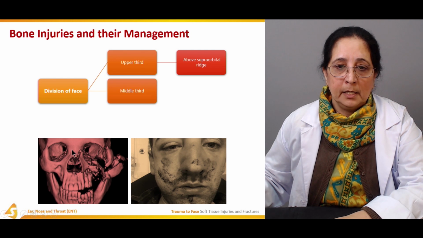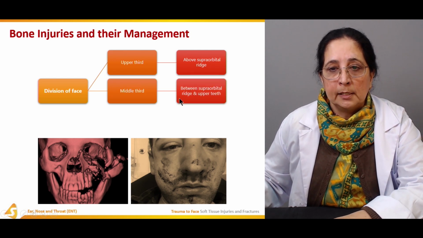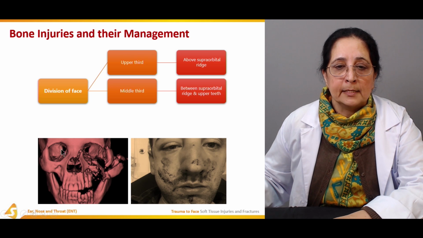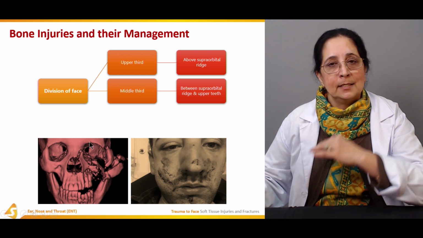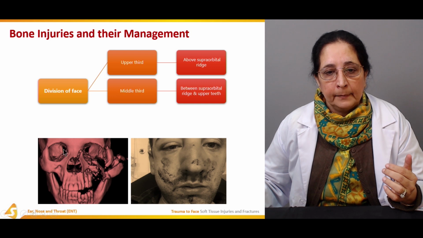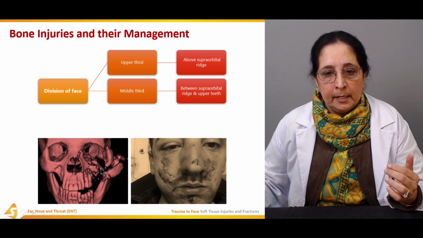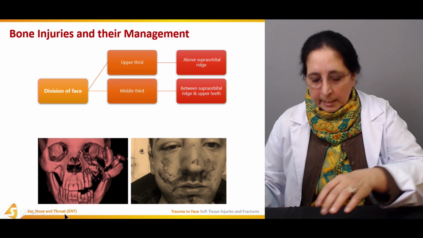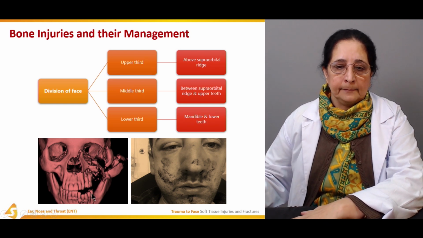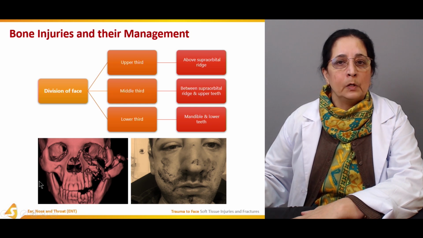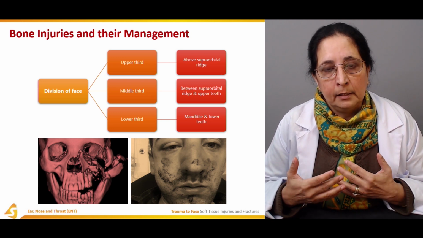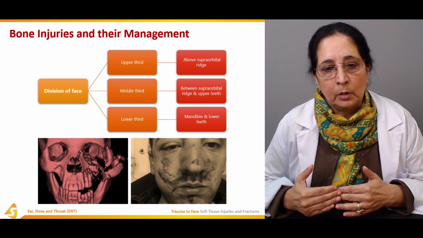The middle third is here, between the supraorbital ridge and the upper teeth. All this portion here is the middle part of the face. And then the mandible and this portion is the lower third, which is the mandible and lower teeth. These are the lower teeth, and this is the mandible or the jawbone. So all these are the three divisions of the face: upper third, middle third, and lower third.